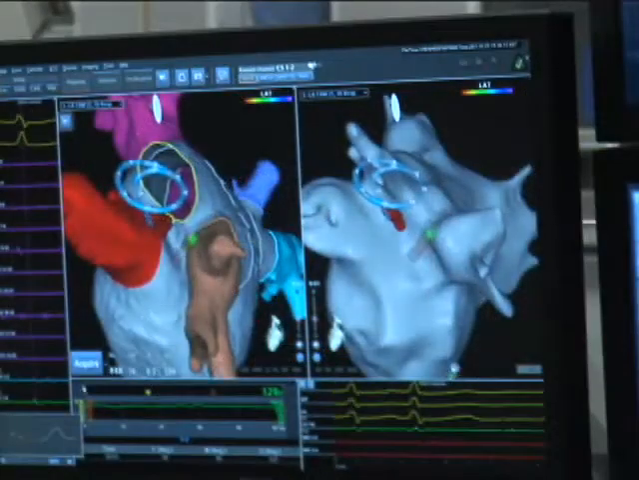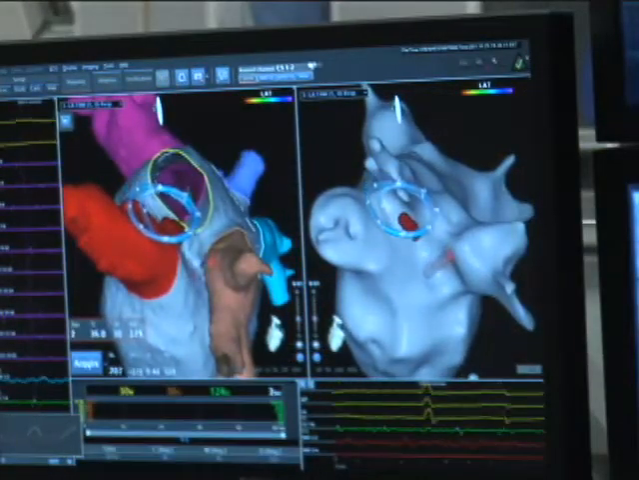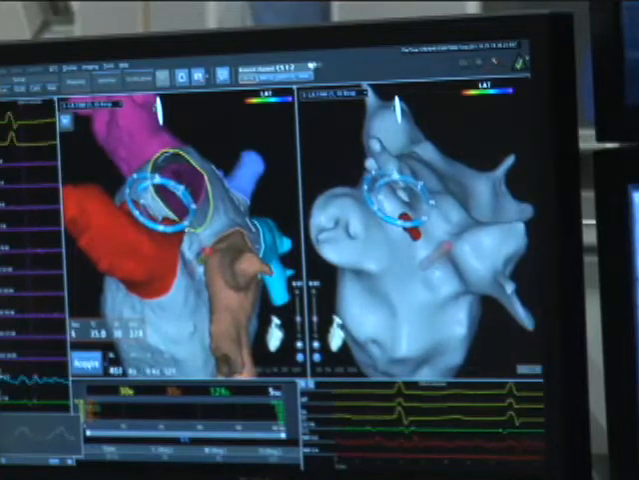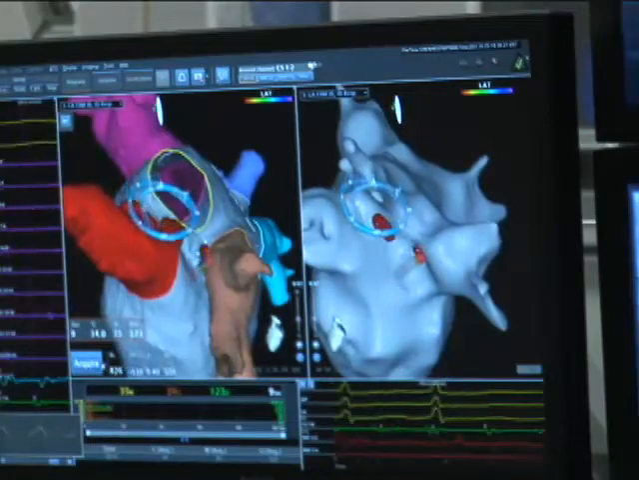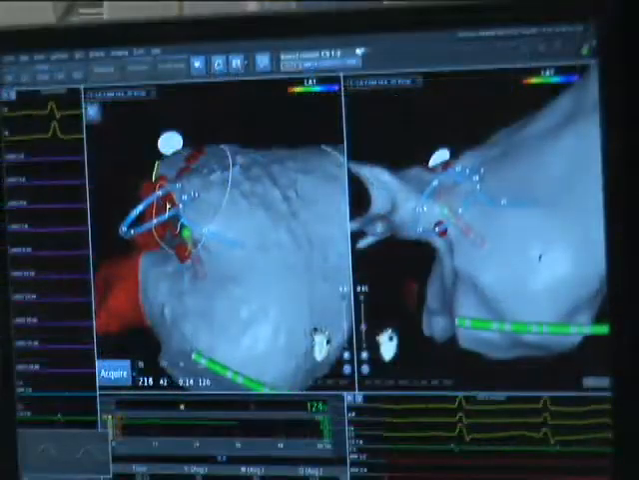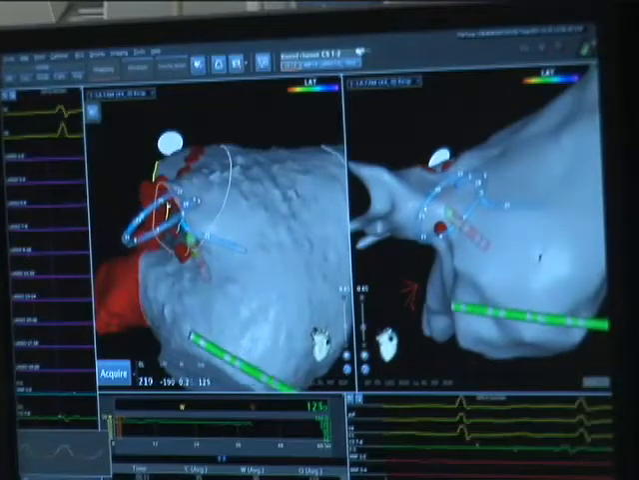The left set of veins is ablated first. Here, the catheter is in the ridge between the left atrial appendage, seen in red, and the left inferior pulmonary vein, seen in brown. Point-by-point ablation is performed circumferentially around the left set of pulmonary veins.